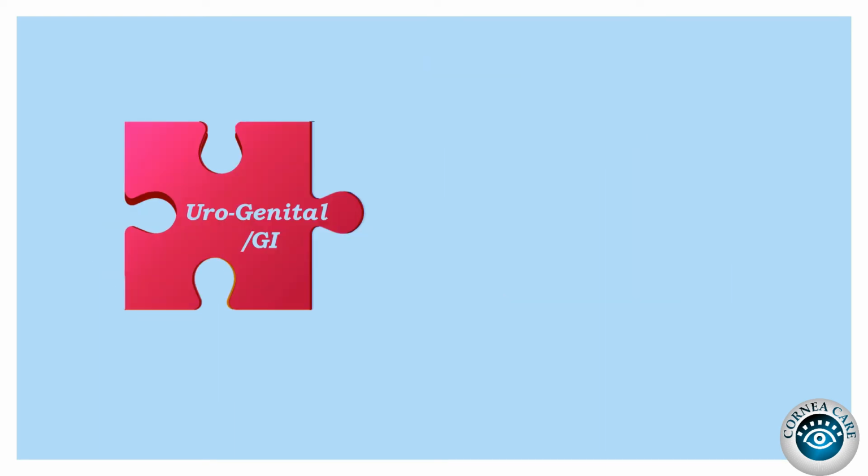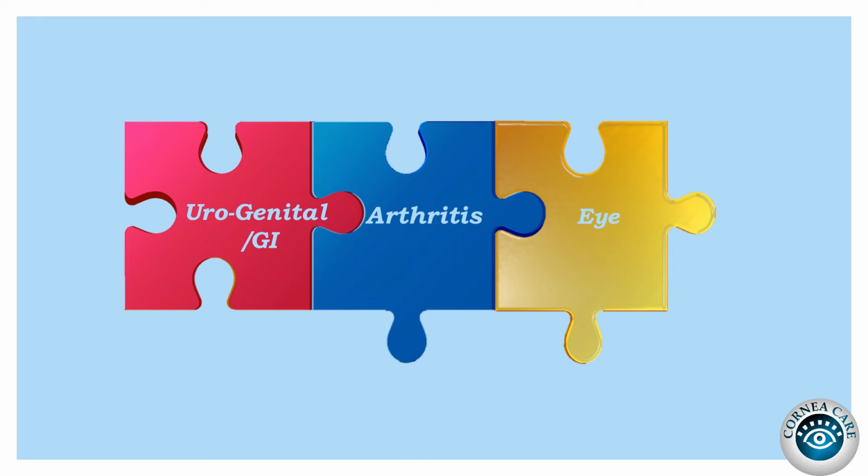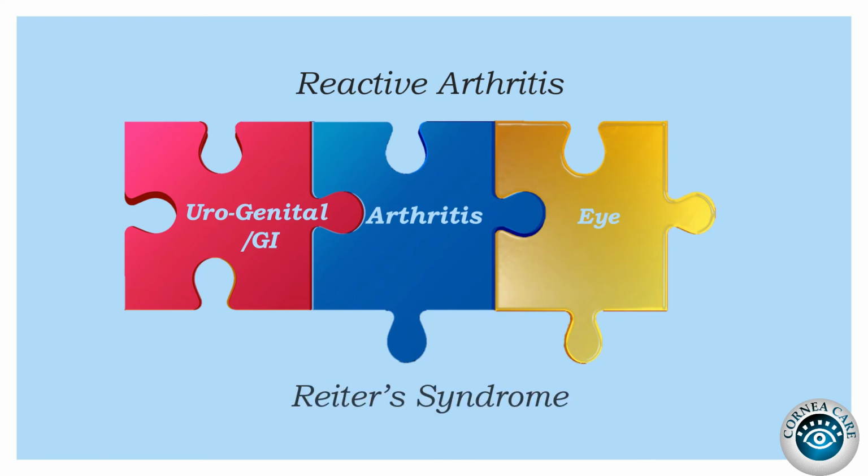Her GI symptoms followed by joint involvement and then ocular involvement in a sequence was fitting into the diagnosis of reactive arthritis, which was earlier known as Reiter syndrome. In classic Reiter's, there is a triad of urethritis, arthritis and conjunctivitis. Nowadays, medical literature prefers the term reactive arthritis over Reiter syndrome.